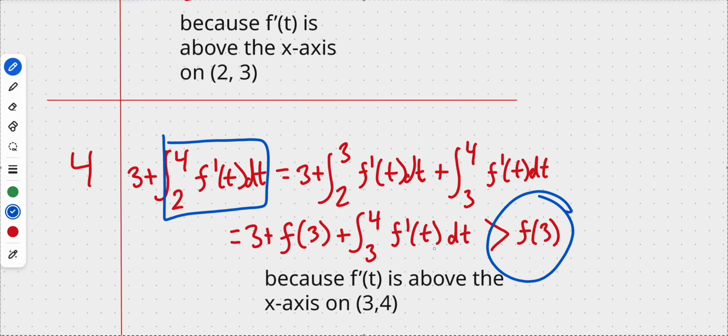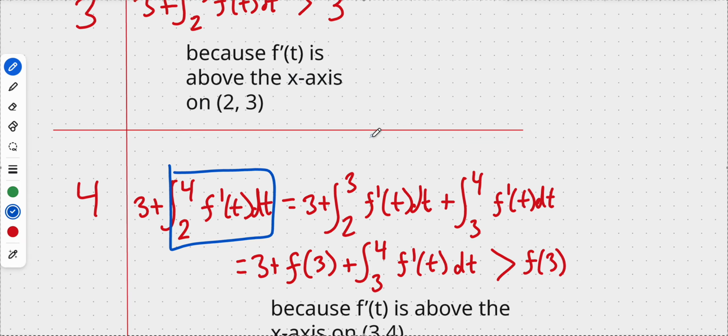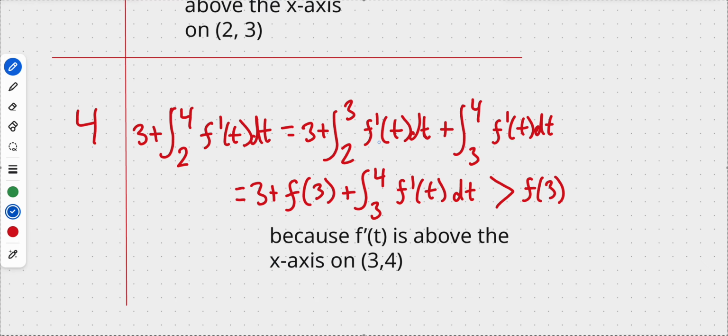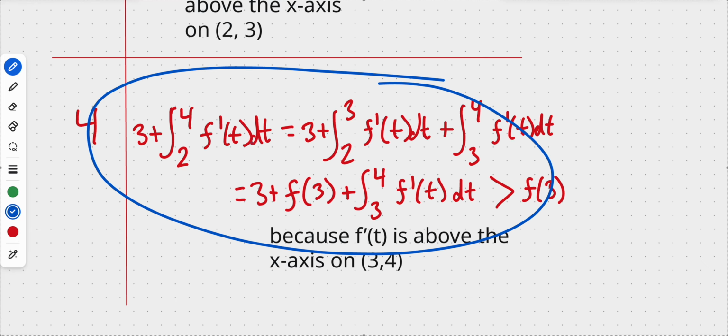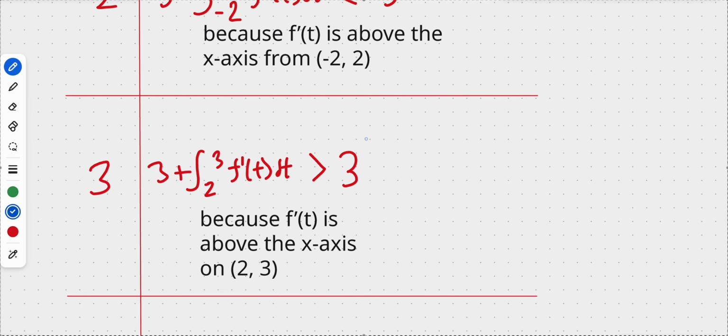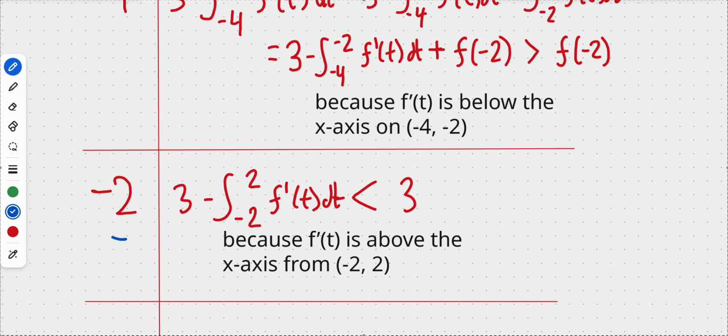Okay, so what that means is that our area is bigger than f of 3. So right now, if I had to guess what the absolute maximum is, I'd say this, right? Because I know this is bigger than this one, you know? Okay, so let's continue to -2.